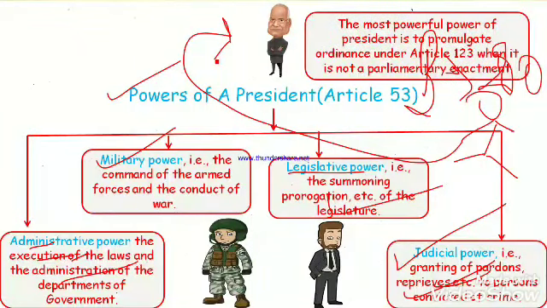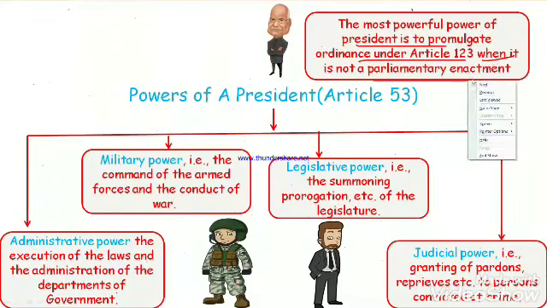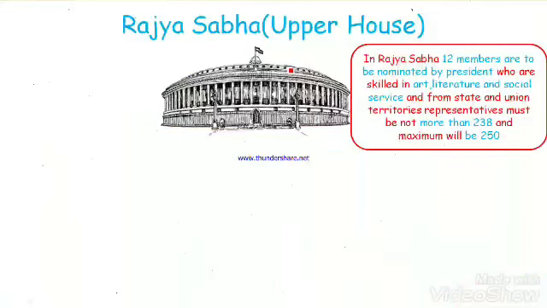Okay, the most powerful power of the president is to promulgate ordinances under Article 123 when it is not a parliamentary enactment. So what do you mean by this statement? Article 123 states that when the parliament is not in any session, the president can still pass a law on the advice of the committee.